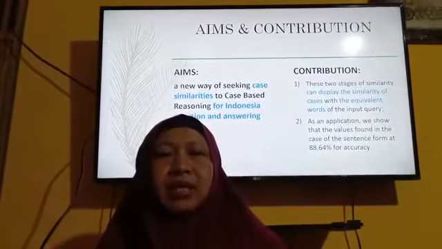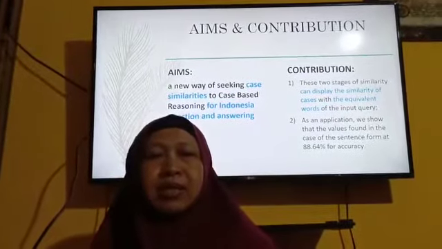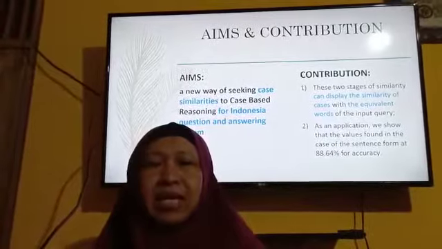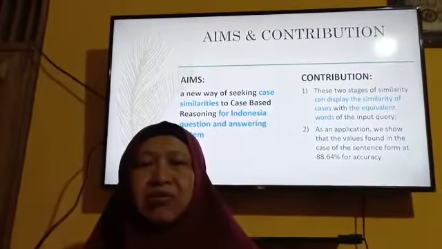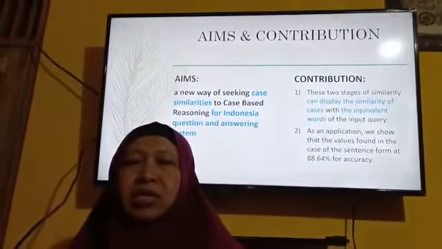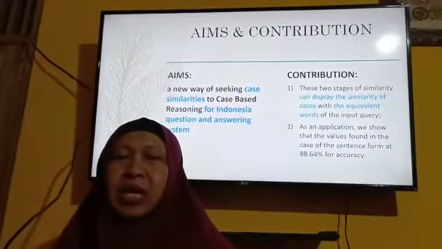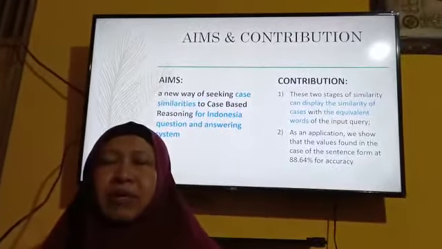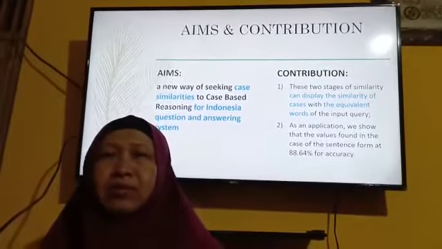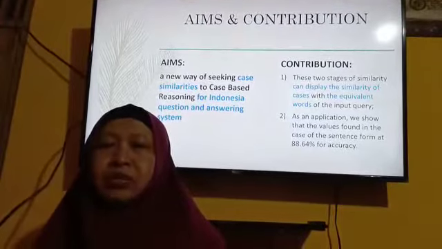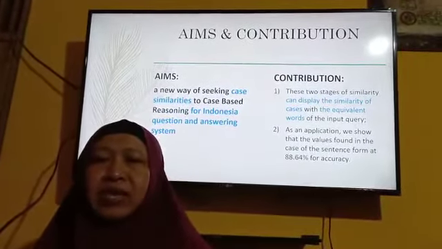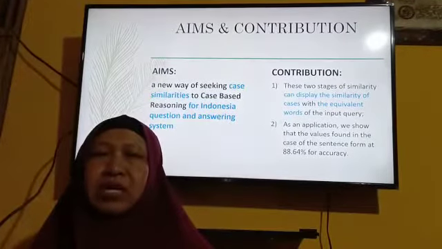The aim in the paper is to find a new way of seeking case similarity for case-based reasoning for an Indonesian question and answering system, because Indonesian is a very poor-resource language and we have to be volunteers to collect the data. The contribution in this paper is that this two-stage similarity can display the similarity of case with the equivalent word of the input query.